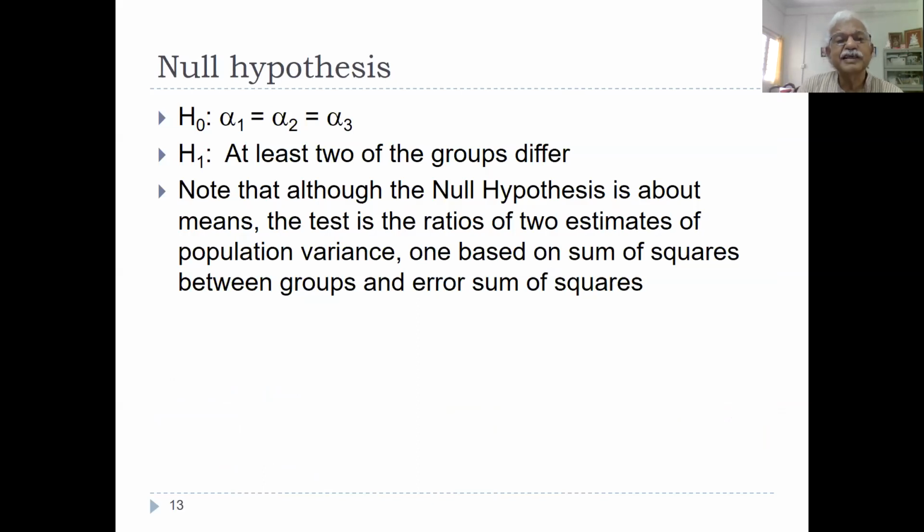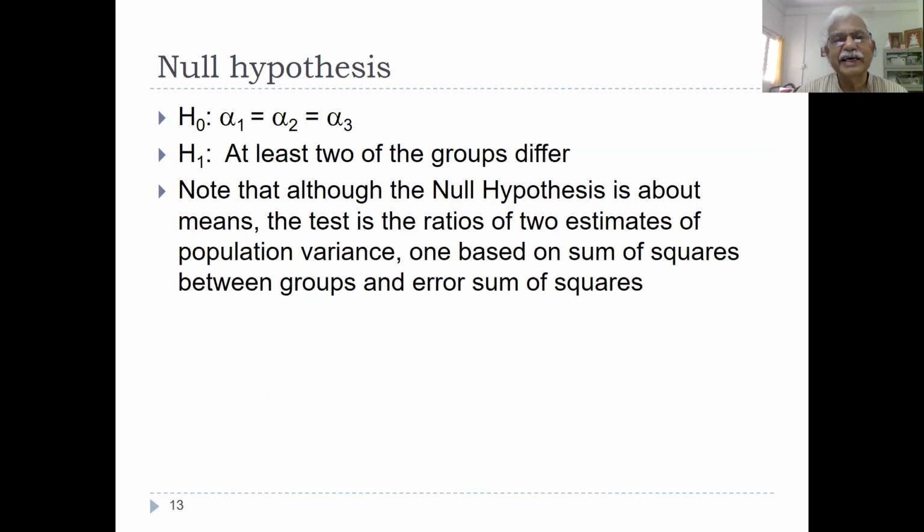The null hypothesis that we are testing in this model is that alpha 1 equal to alpha 2 equal to alpha 3, which means the true means of the three groups are the same. And the alternative hypothesis in this case is that at least two of the groups differ. It's very important to understand the alternative hypothesis in case of ANOVA.